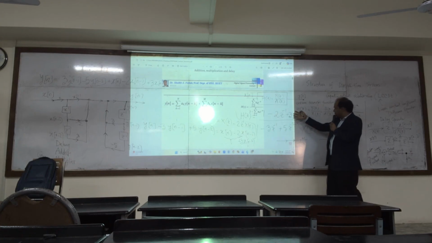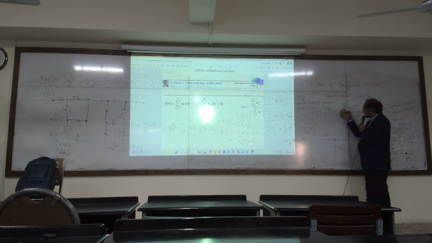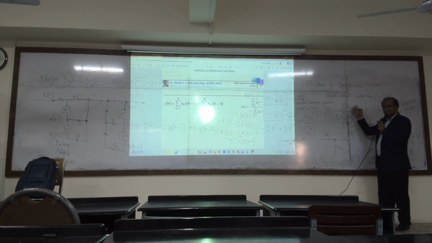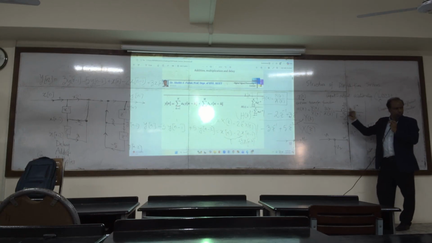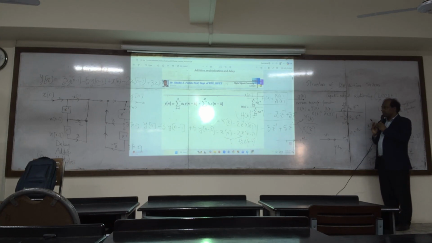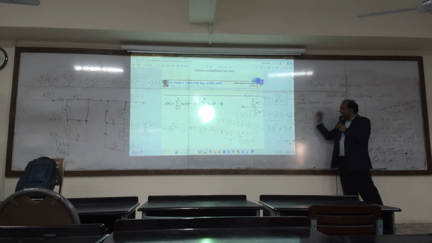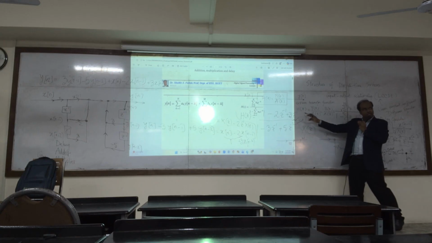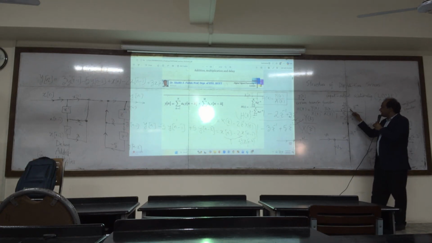If you look at this output, it is more like b0, b1 z to the power minus 1. If you break it, it will be like 1 minus a1 z to the power minus 1, like this. Instead of that, I have chosen this example because it is easier to understand. Basically, 2 and 3 are coefficients. In terms of the formula, they are b.